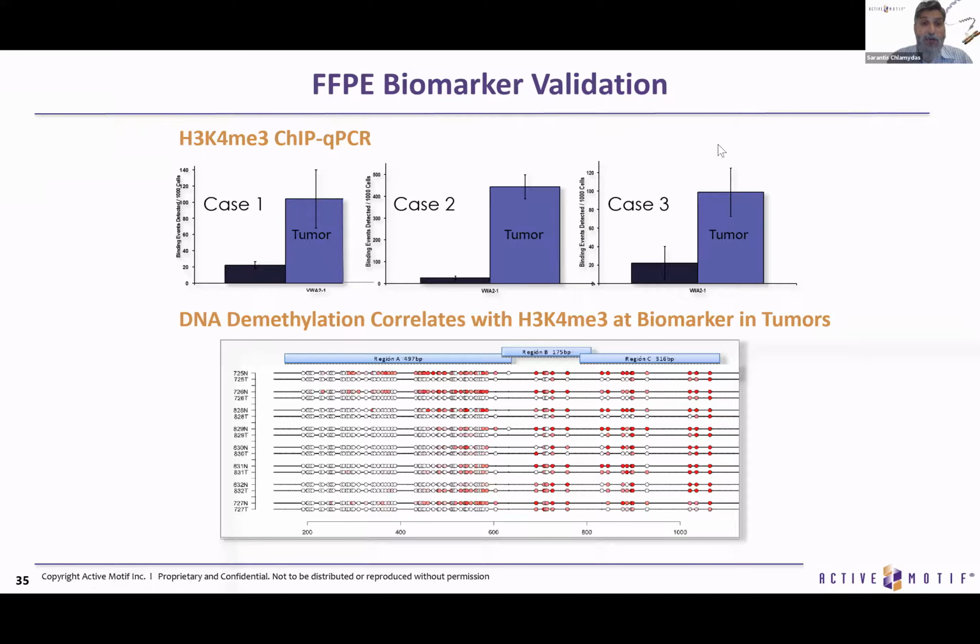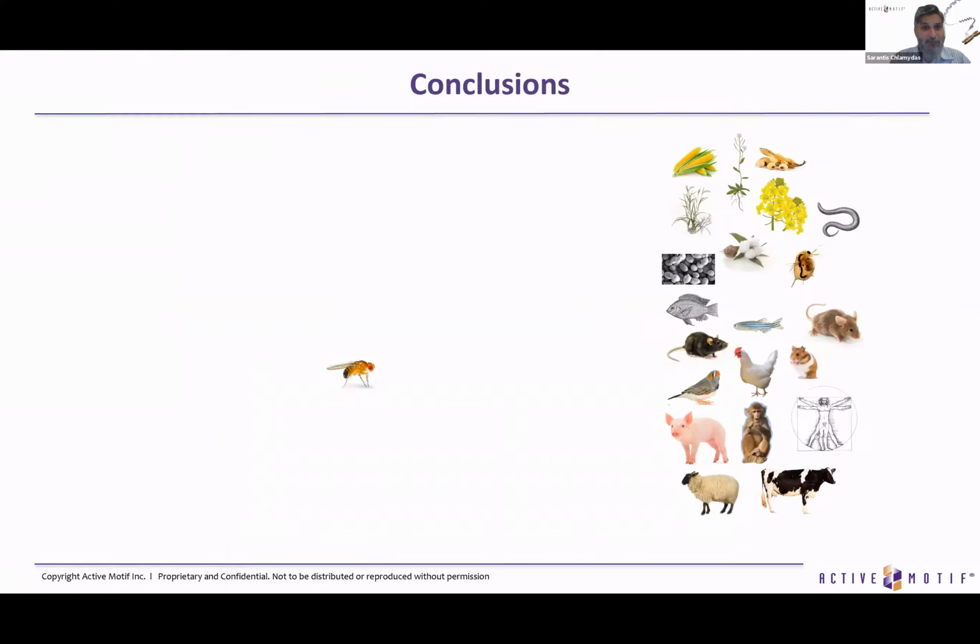Really nicely, we validated with a targeted bisulfite sequencing experiment, where we see enriched DNA demethylation at the promoter of this gene. And now there are studies of developing drugs against the activity of this gene.